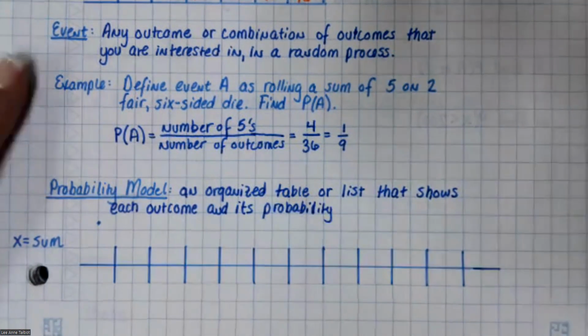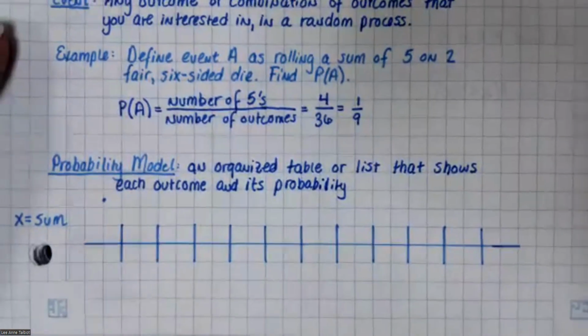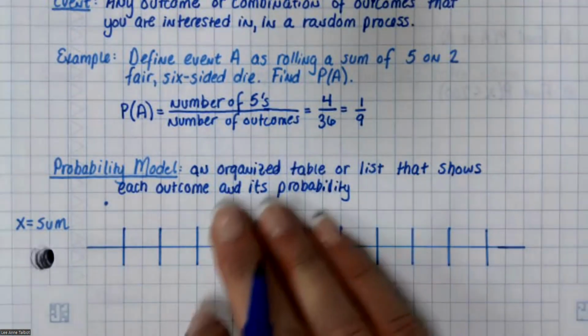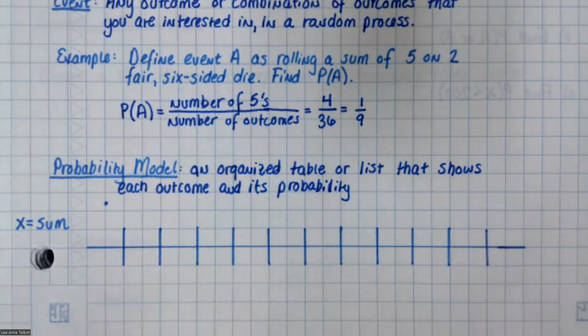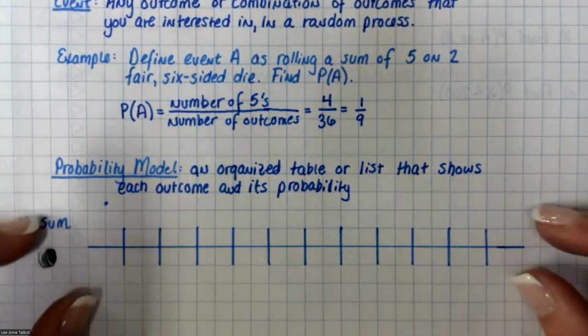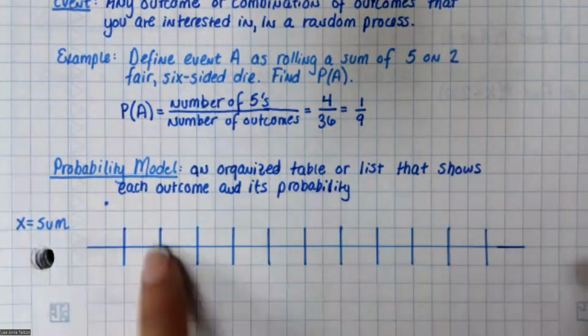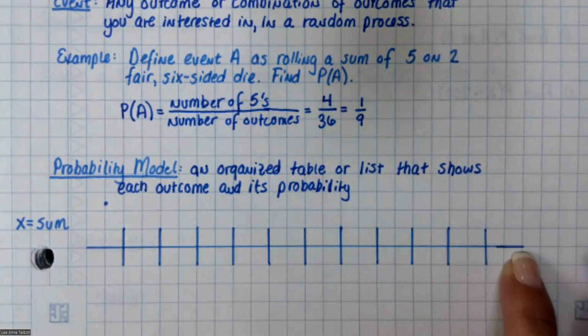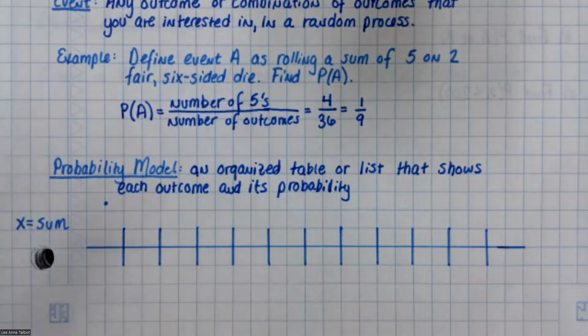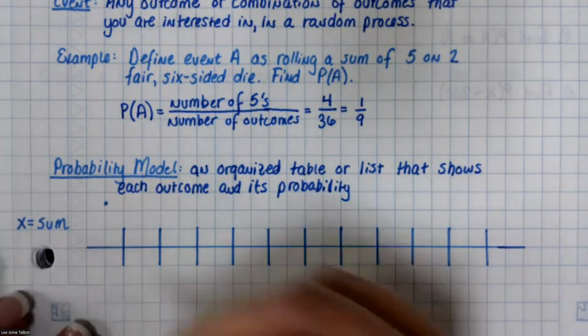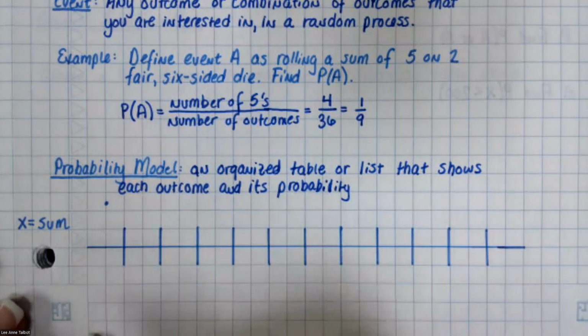A probability model is an organized table or list that shows each outcome and its probability. I want you to start envisioning this as L1 and L2 in the calculator. We're going to be using L1 and L2 to calculate things for us at some point here. But these have some rules.